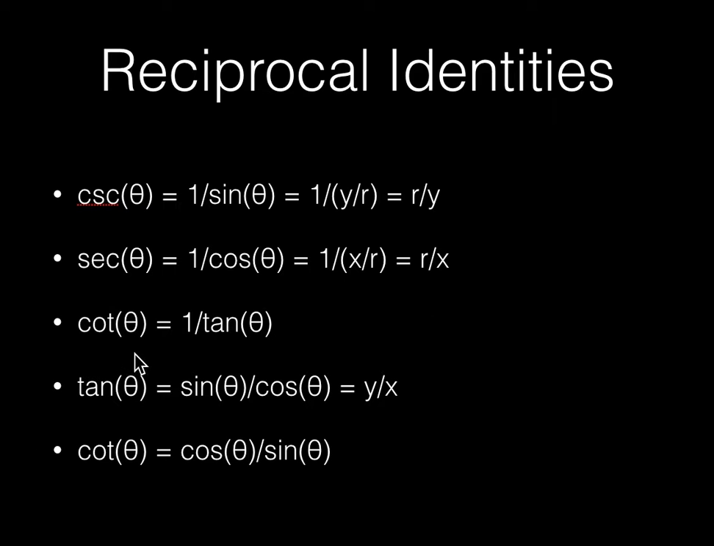Cotangent is the same as 1 over tan, since it's the reciprocal of tan. And you know that tangent is equal to sine over cosine, which is the same thing as y over x. So cotangent is equal to cosine over sine, or x over y.